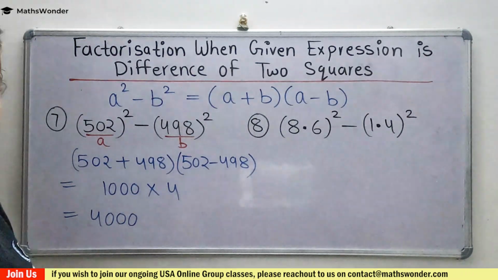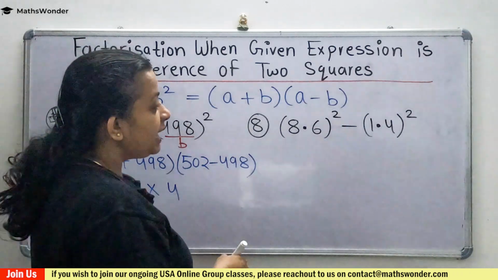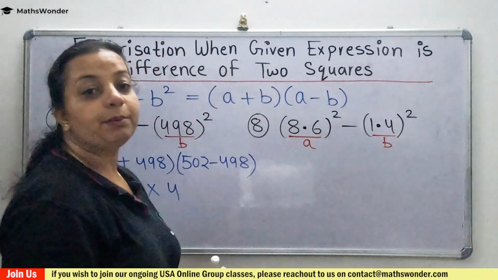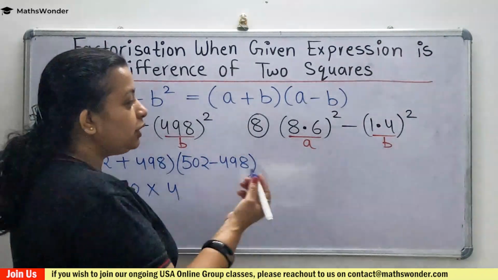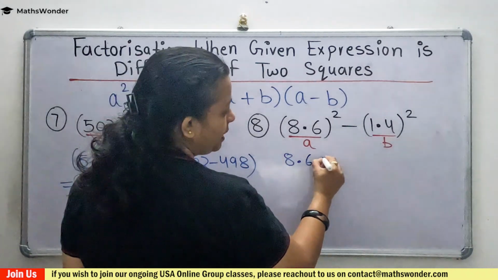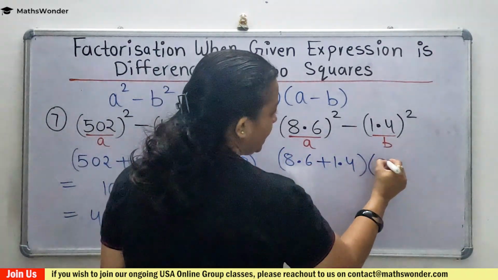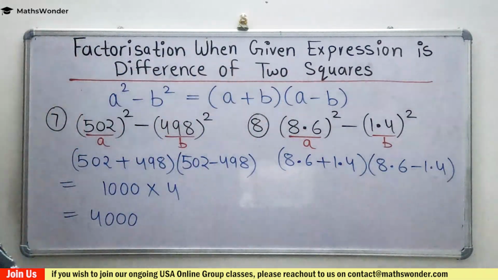Got it? Now you will apply the same here. 8.6 acts as a and 1.4 acts as b. This will also give your answer within a second. You only have to add and subtract and get the answer. See, 8.6 plus 1.4, use your identity number 3, and 8.6 minus 1.4. Do it fast: addition and subtraction, then multiplication, and done.